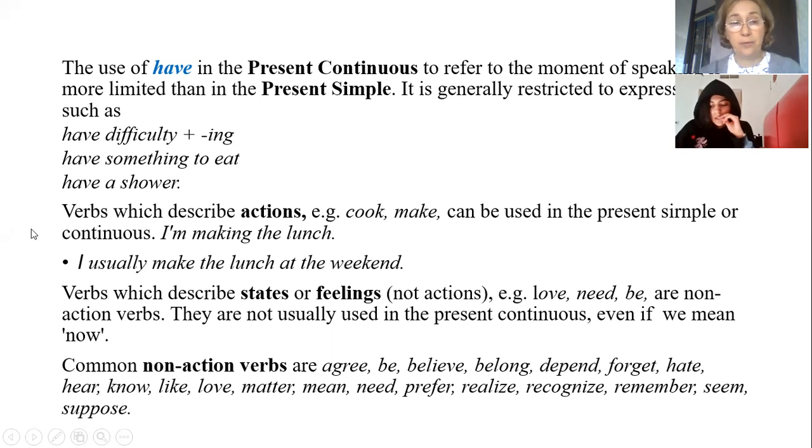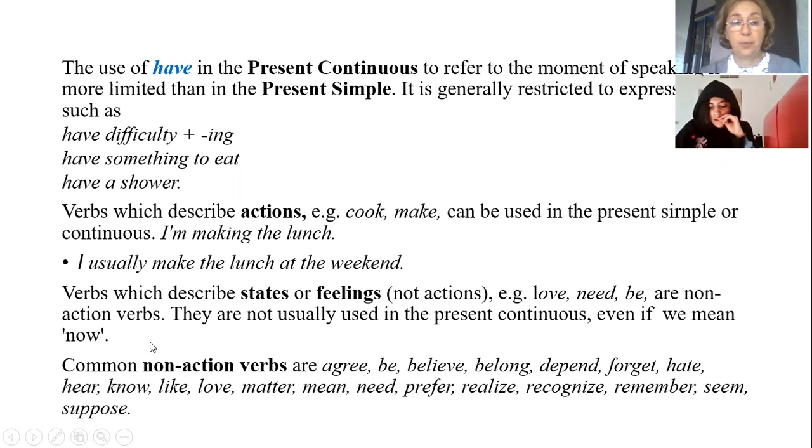And as for the other verbs that should or shouldn't be used in continuous form, the verbs which describe actions, for example, cook, make, can be used in the present simple or continuous, in both of them. Like in the example, I'm making the lunch. It's continuous. Or I usually make the lunch at the weekend. It's simple form. So this is about action verbs.